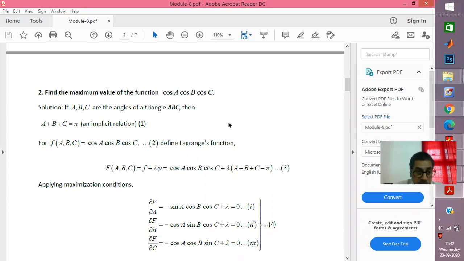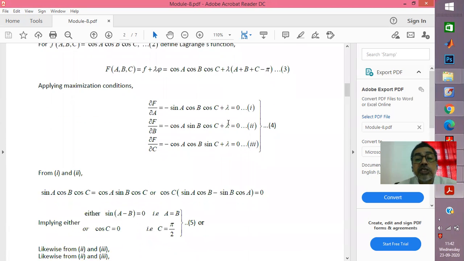This problem was earlier discussed in unconstrained optimization, where we have to maximize the function cos A cos B cos C, where A, B, C are angles of a plane triangle. So the constraint will be A plus B plus C is equal to pi, and you build the objective function F(A, B, C) is equal to f plus lambda times the constraint, that is cos A cos B cos C plus lambda times (A plus B plus C minus pi).